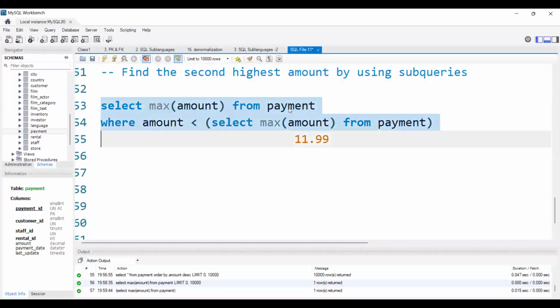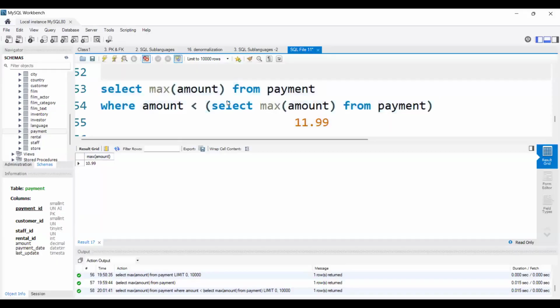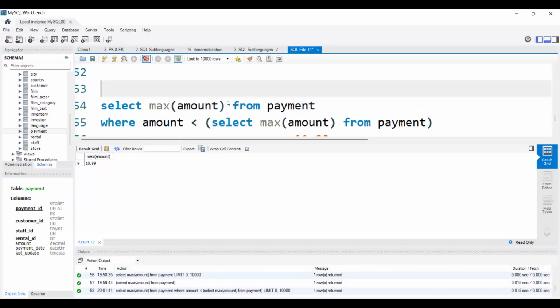Let's execute. See, 10.99 only, because here we will have 11.99, 10.99, and the next value is 9.99. I know that because I've been working on this data for a long time. So like that we have, right? That is the reason I directly wrote 10.99. If I have 10 also, if I have 11 also, like that only it will come.